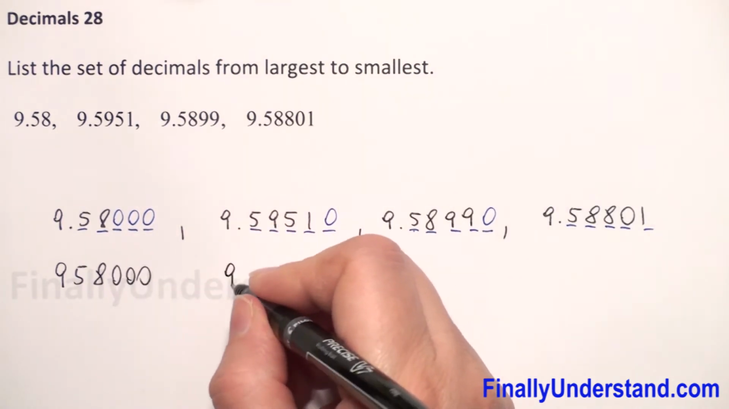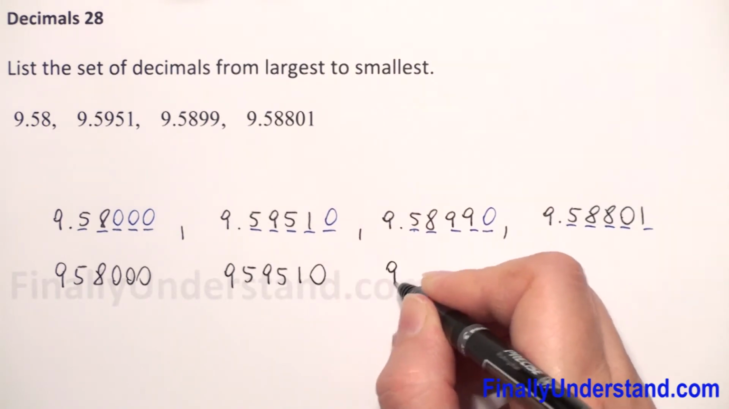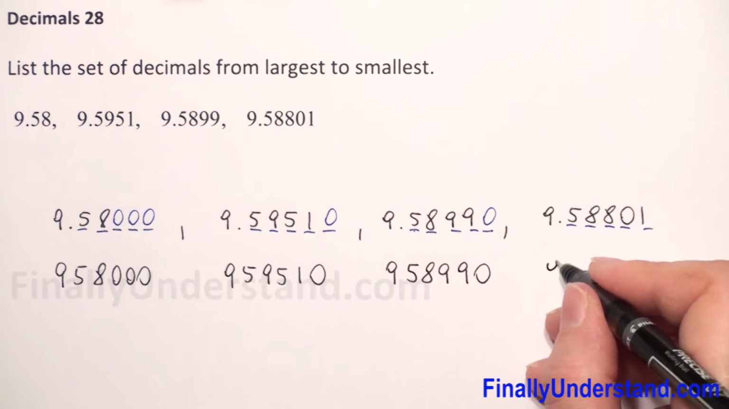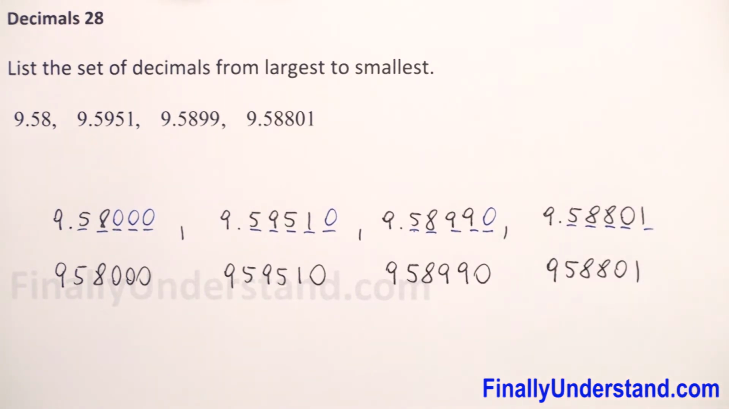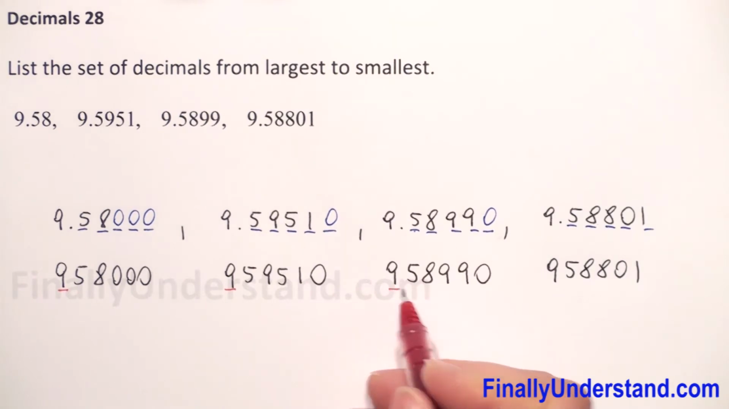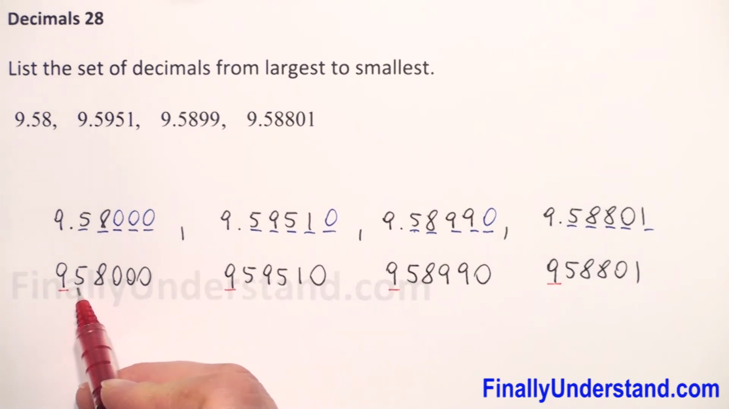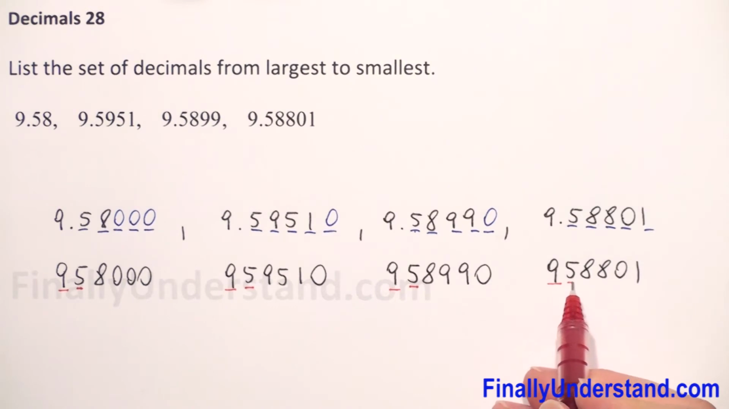95800, 95951, 95899, 9588801. Now we just start from the first digits. We have 9, 9, 9, 9. So the first digit is the same. Next we have second digit is 5, 5, 5 and 5, the same.